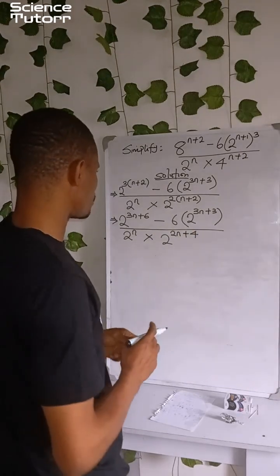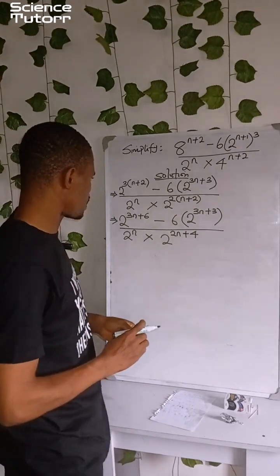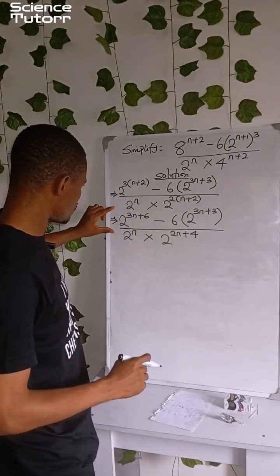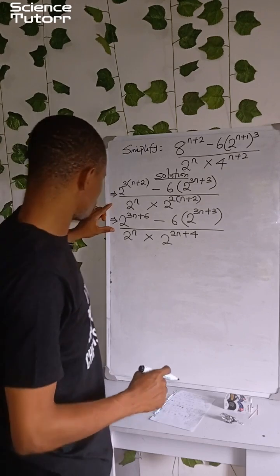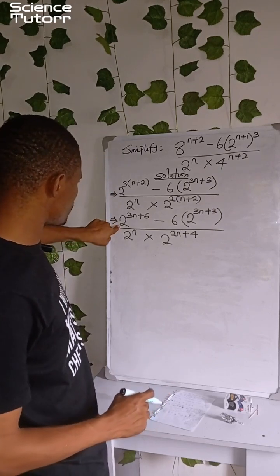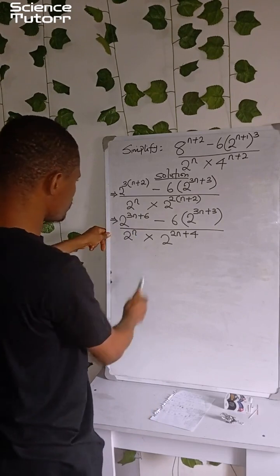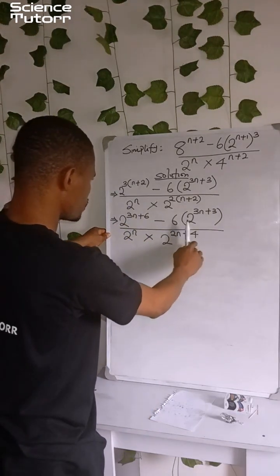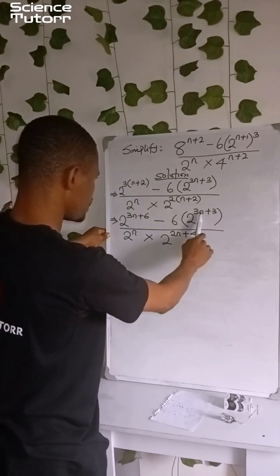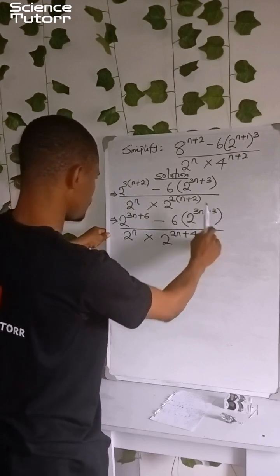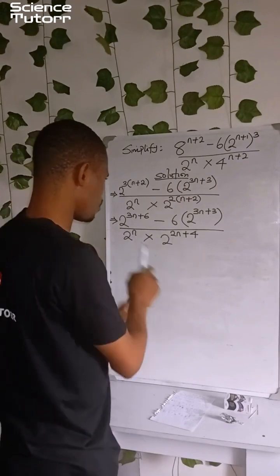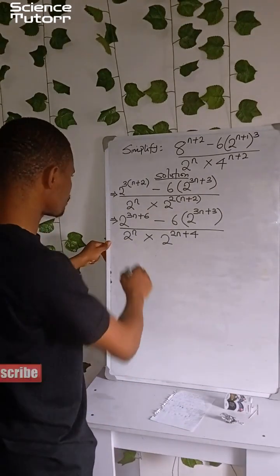At this point, we have to take a careful look. Let's have a careful observation and see what we have. Now, remember, this is a base. 2 is the base. 3n plus 6 is the power. 2 is the base. 3n plus 3 is the power. Base and power, base and power. Now let's break everything down.